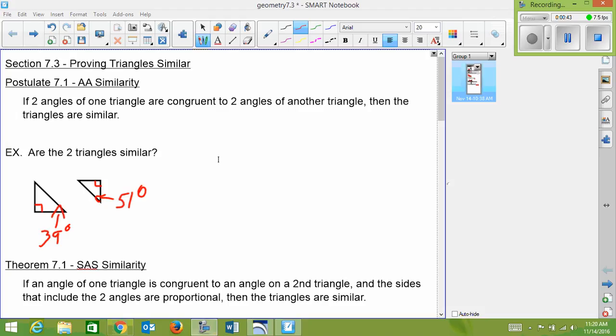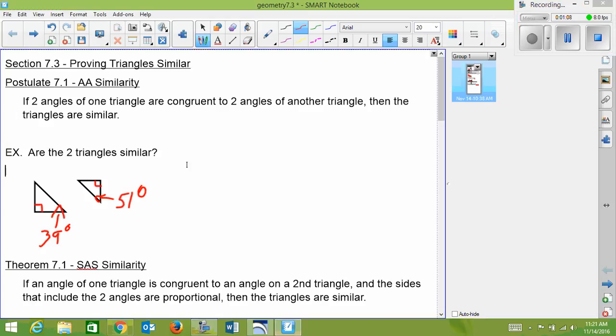So for my example here, I'm just asking, are these two triangles similar? So I have two 90-degree angles. I have a 51 here and a 39 here. And if you would figure out the third angle here, 90 plus 39 is 129, leaving 51 for this one. 90 plus 51 is 141, leaving 39 for that one. So then very simply your answer is yes.